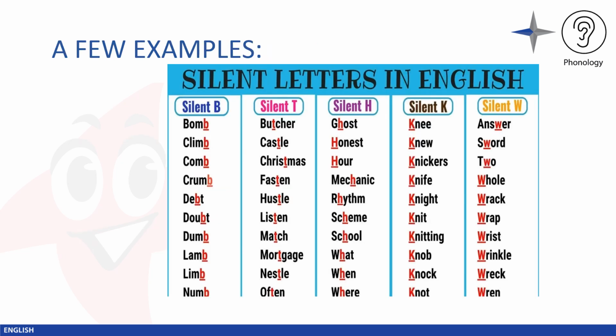Here are a few examples if you would like to count letters and sounds in English. You have silent letters in English, like the word bomb. You don't say the B at the end; it is silent. And then knee: the K in front of the word knee isn't pronounced, so it's a silent K.